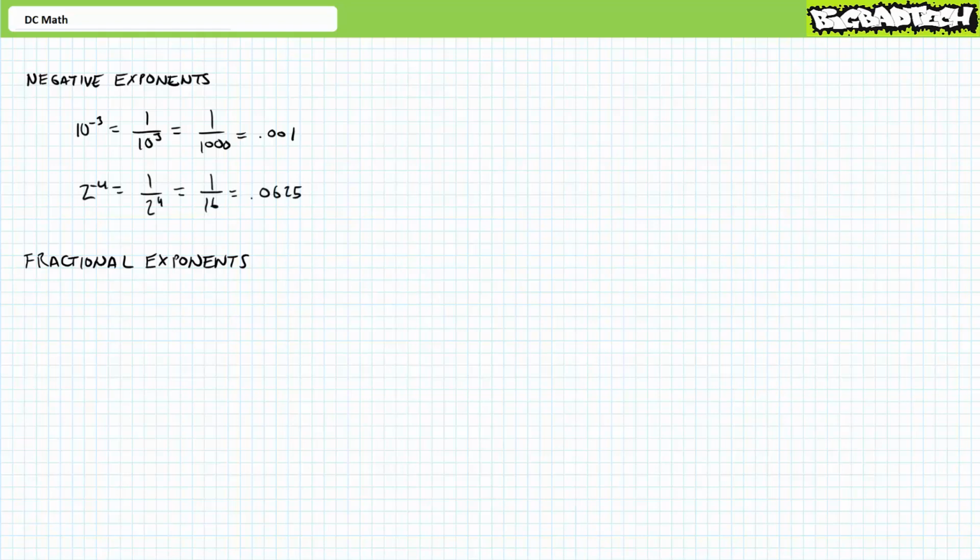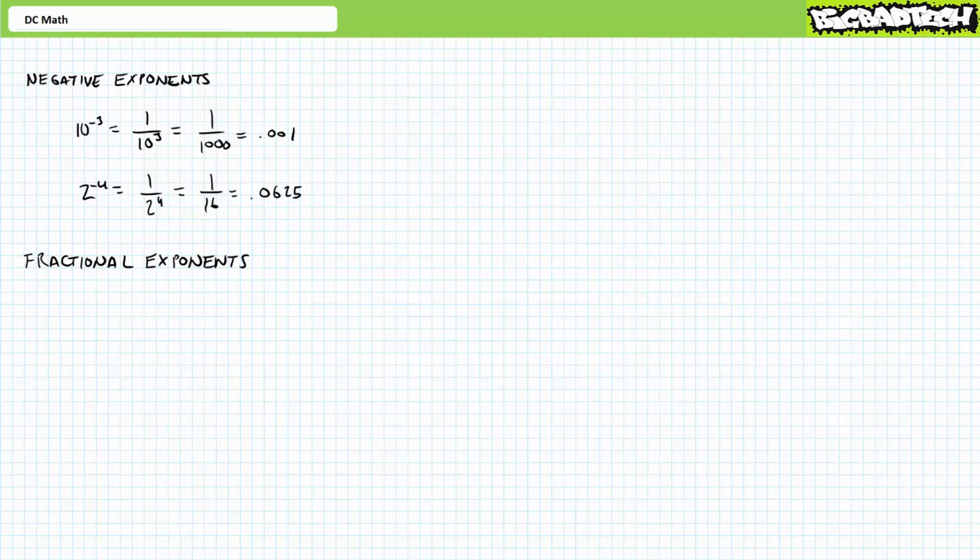Another example of negative exponentiation is 2 to the negative 4. This is asking us to move 2 to the denominator side of a fraction and then raise it to the power of 4. 2 to the fourth is 16, so 2 to the negative fourth is 1 over 16, or the decimal equivalent, 0.0625. Moving on.